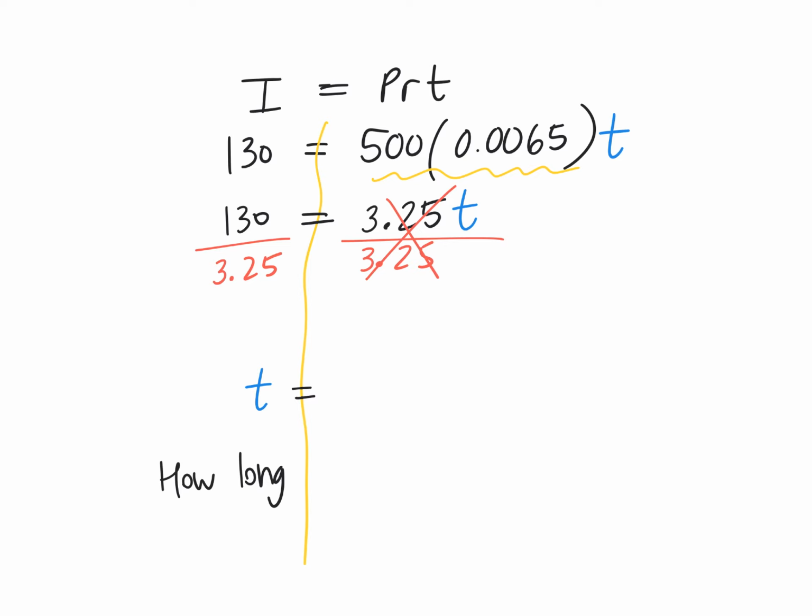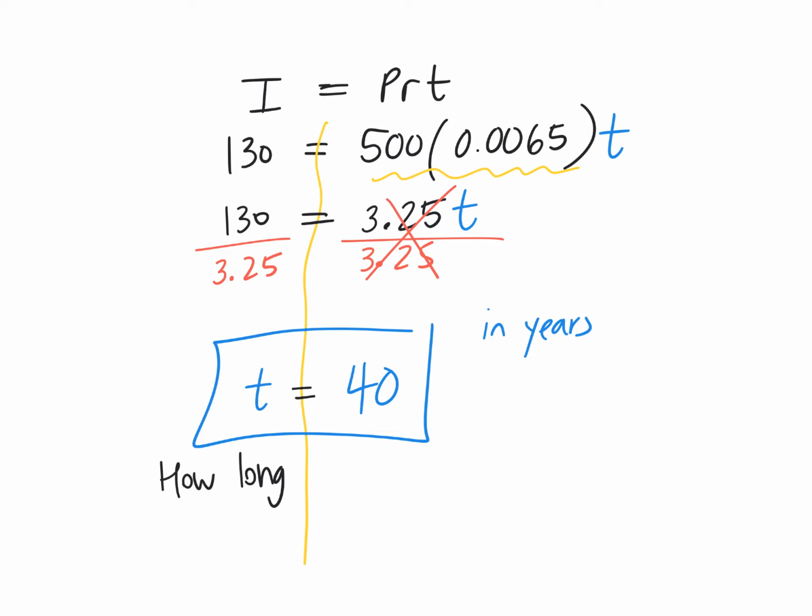We're left with 130 divided by 3.25. What is the final answer? 40. And I said time is always in years. So it would take him 40 years if he invested $500 and he got an interest rate of 0.65%. It would take him 40 years to earn $130.